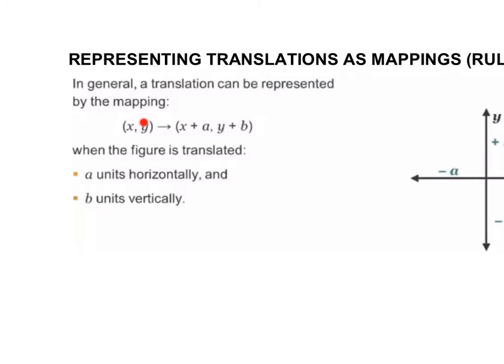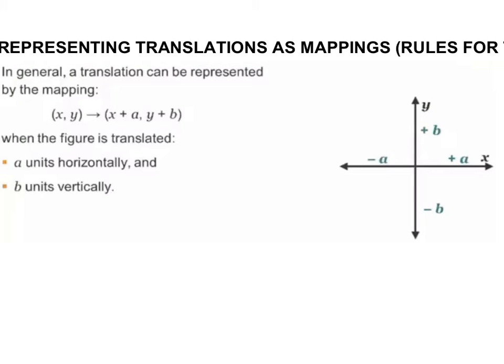What we do is I take a point, x, y, and I show my translation using an arrow, and I do x plus a, y plus b. A means the units I move horizontally, and B is the units vertically. Notice how positive A values would move it to the right, while negative A values would move it to the left. Positive B values move it up. Negative B values move it down.